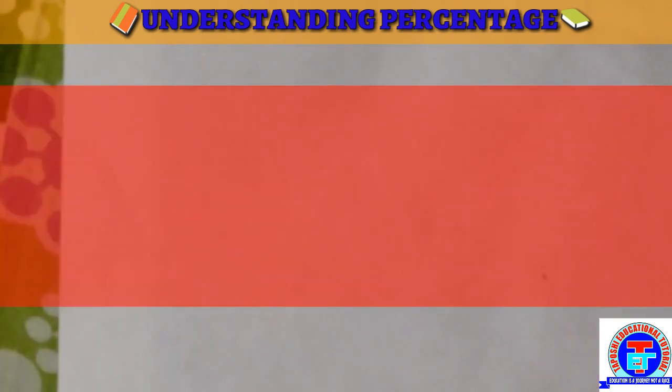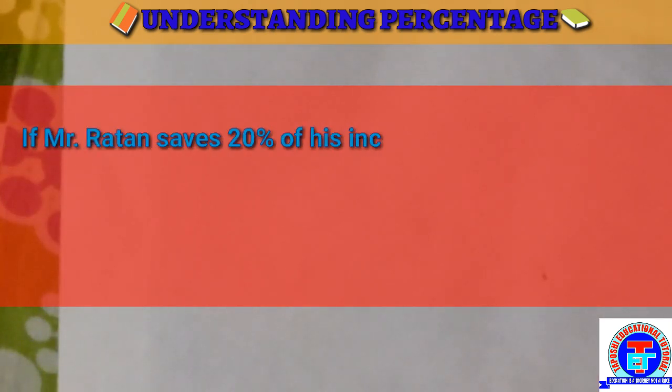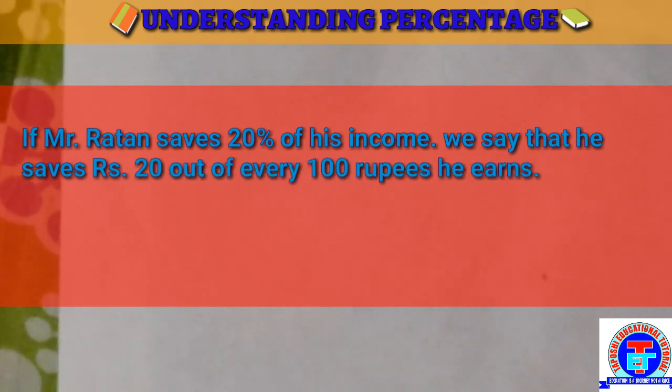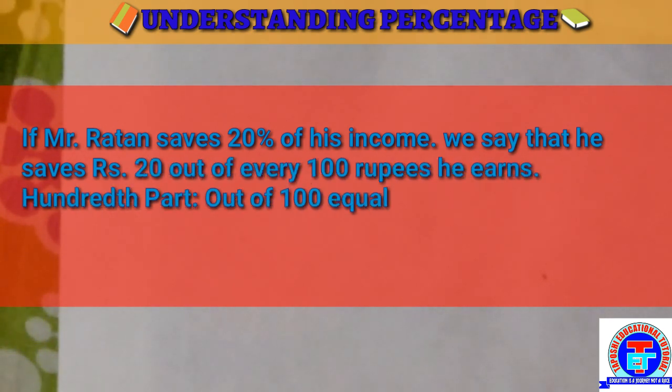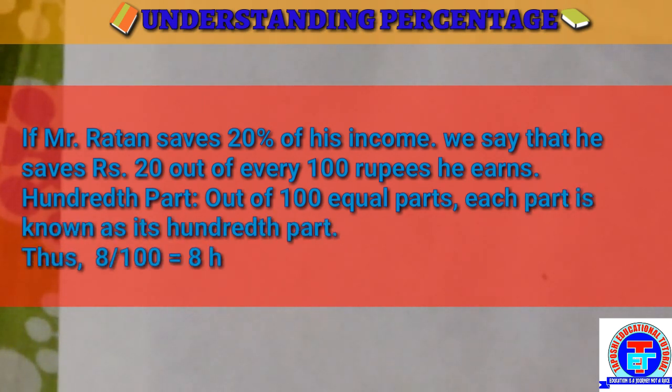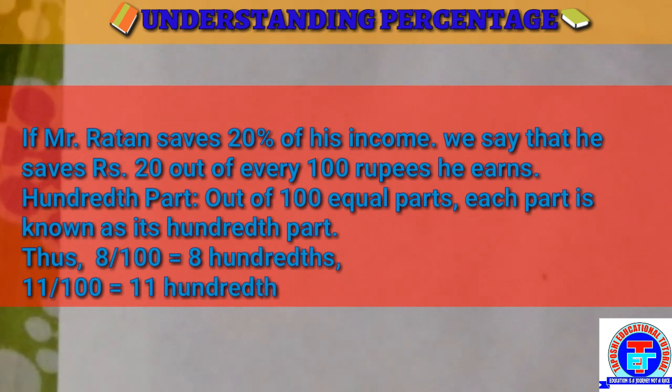The sign is here. If Mr. Ratan saved 20% of his income, we say that he saved rupees 20 out of every 100 rupees he earns. 100 parts out of 100 equal parts. Each part is known as its 100th part. Thus, 8 by 100 is equal to 8 hundredths. 11 by 100 is equal to 11 hundredths.